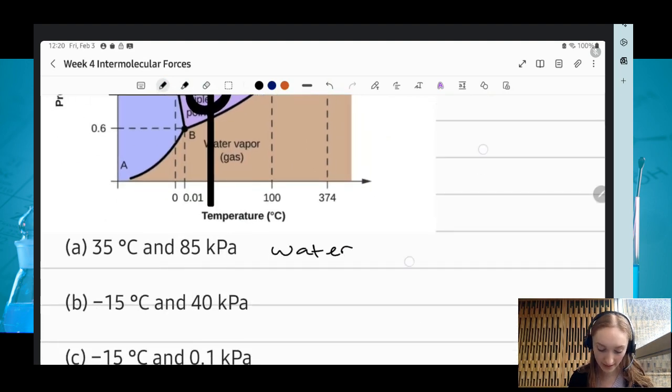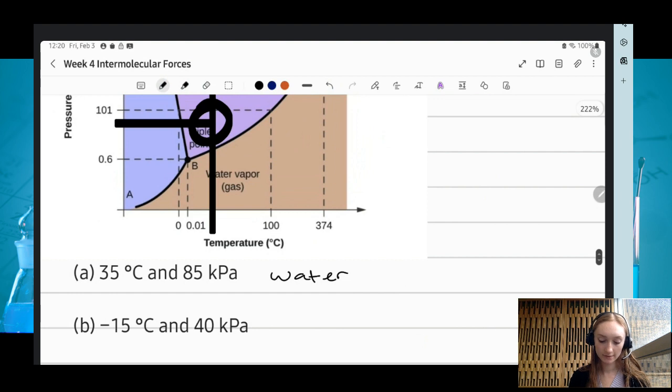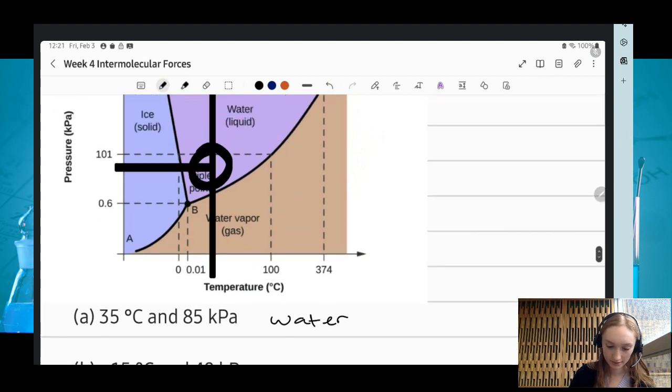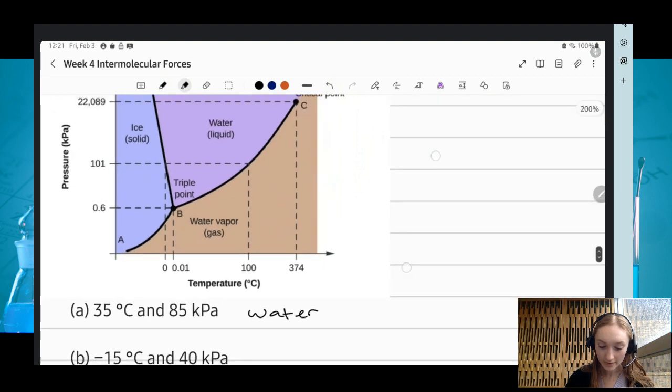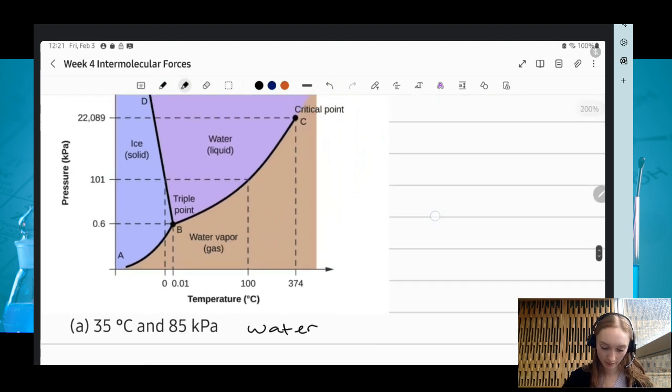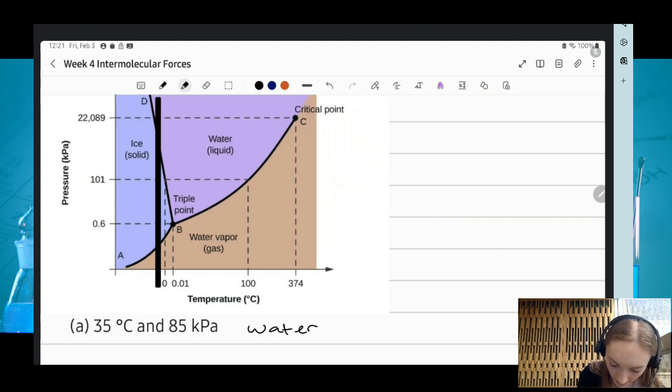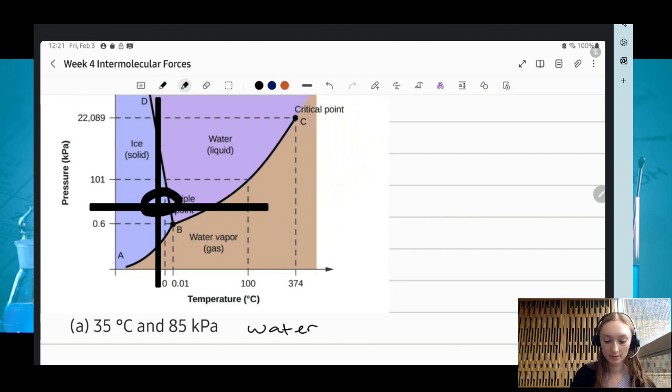Now let's look at negative 15 degrees Celsius and 40 kilopascals. Negative 15 degrees Celsius is a little bit of a guessing game with this graph. I wish it was a little bit clearer, but we'll do our best. Negative 15 could be maybe around here, and 40 kilopascals is somewhere right here. As you can see, it's in the blue, and this is going to be ice.